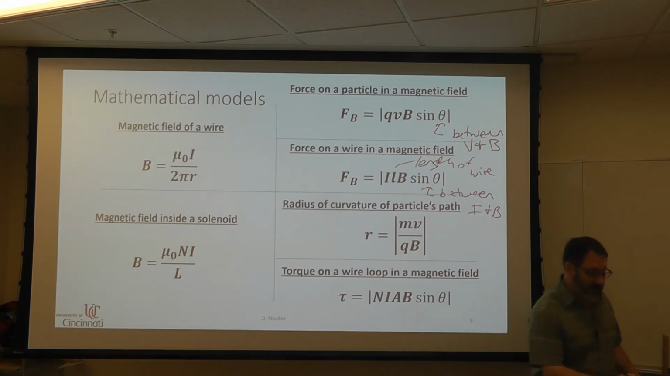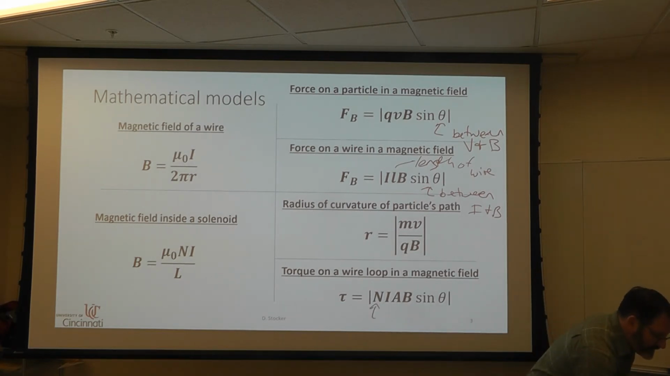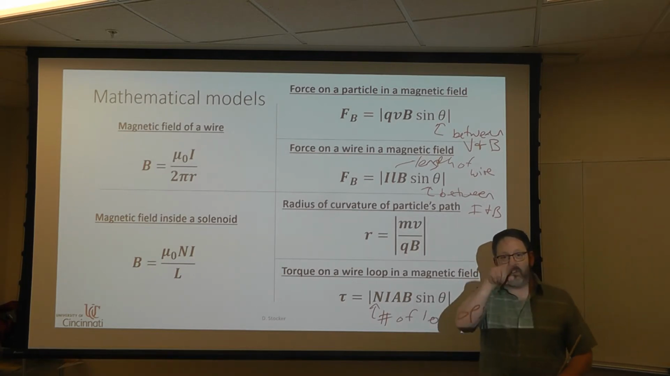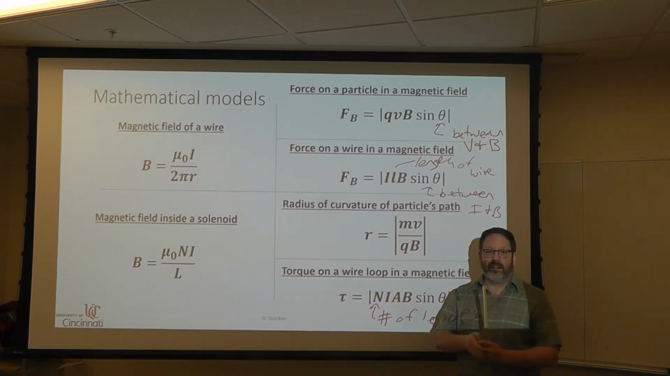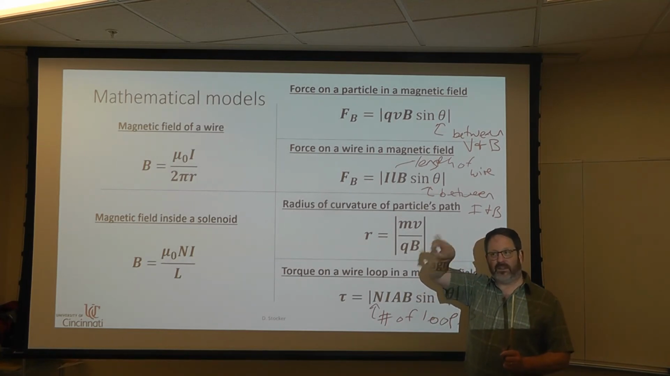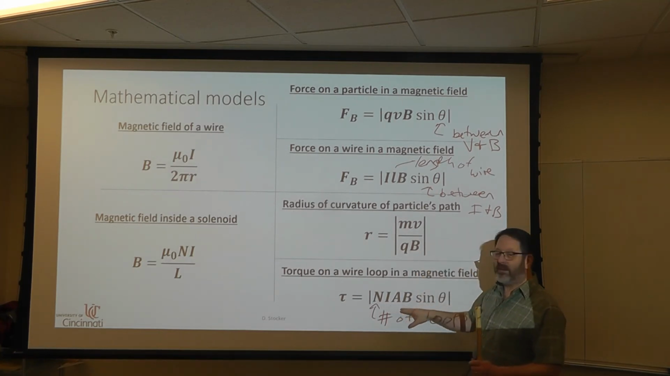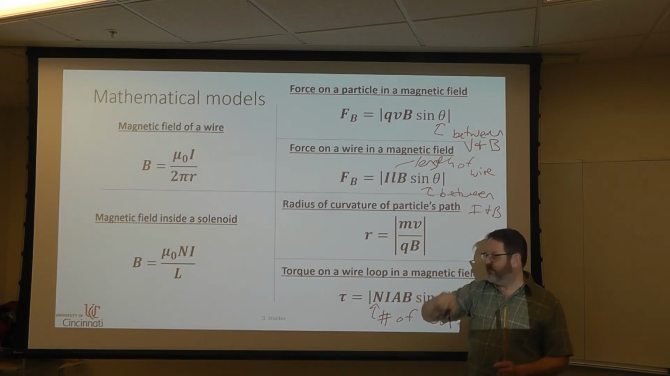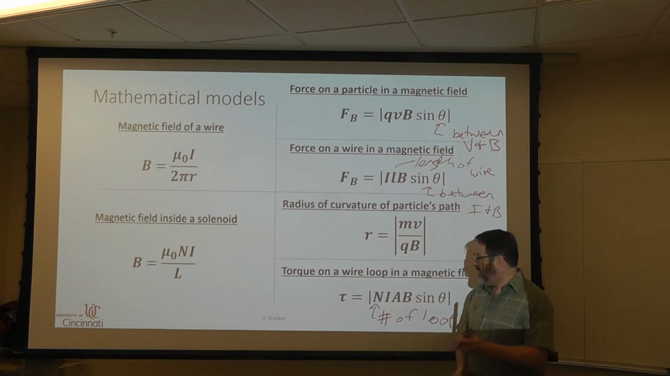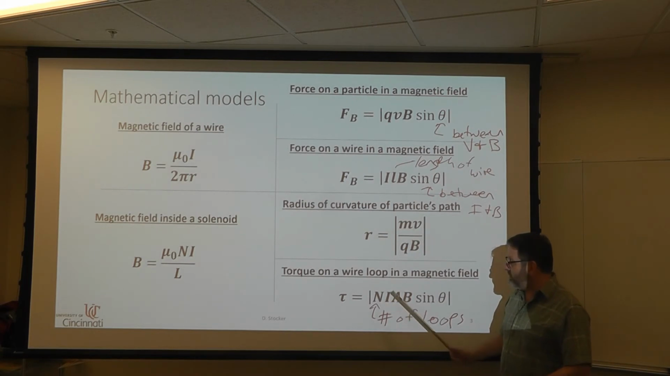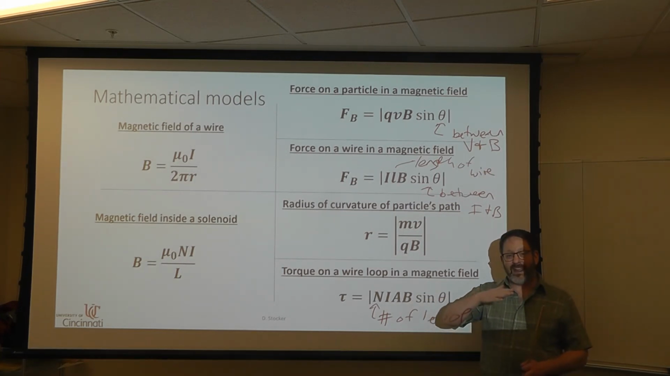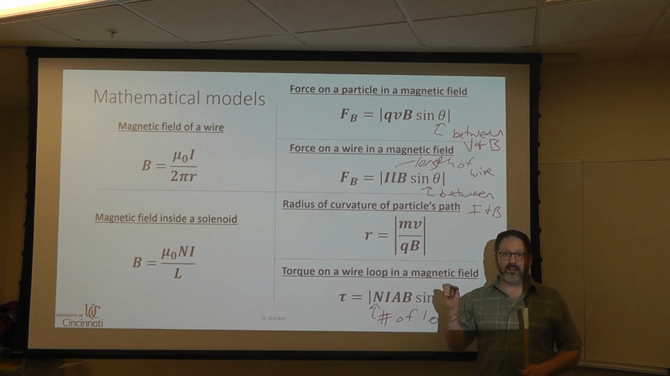In this, we have N. That's the number of loops. So if you have just a single loop of wire, N equals 1. If you have a stack of 50 loops that are all the same, all laid one on top of the other, 50 of them, then you'd use N equals 50. I is the current through each loop, A is the area of each loop, and B is the magnetic field that it's in. This theta is now the theta between the area and the magnetic field.